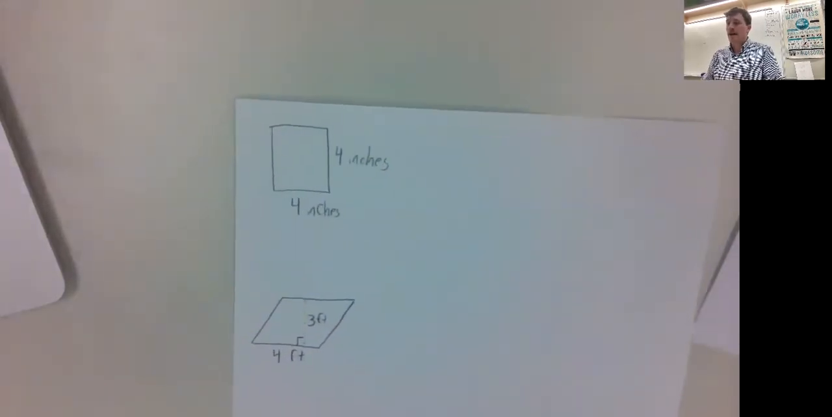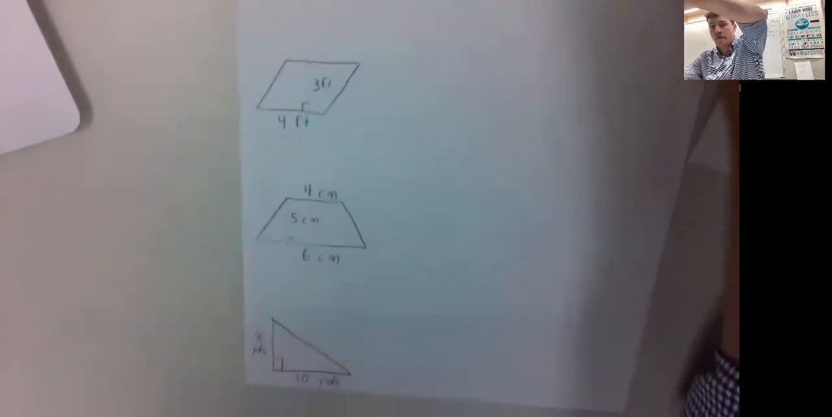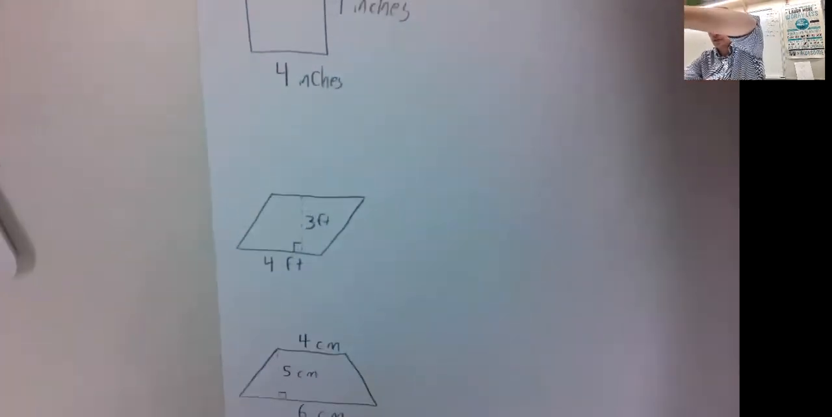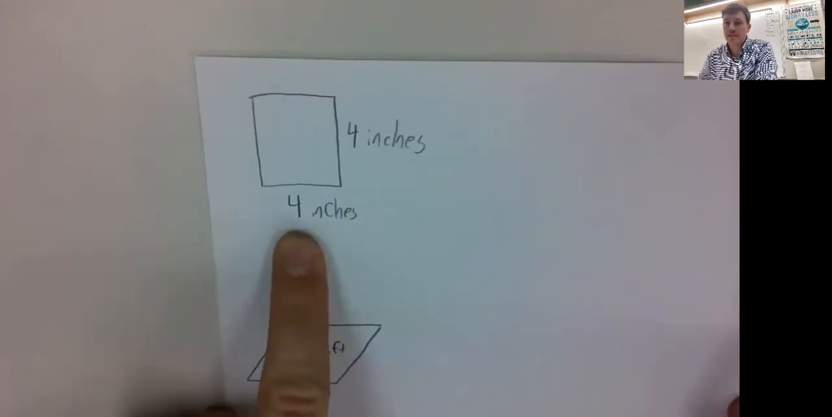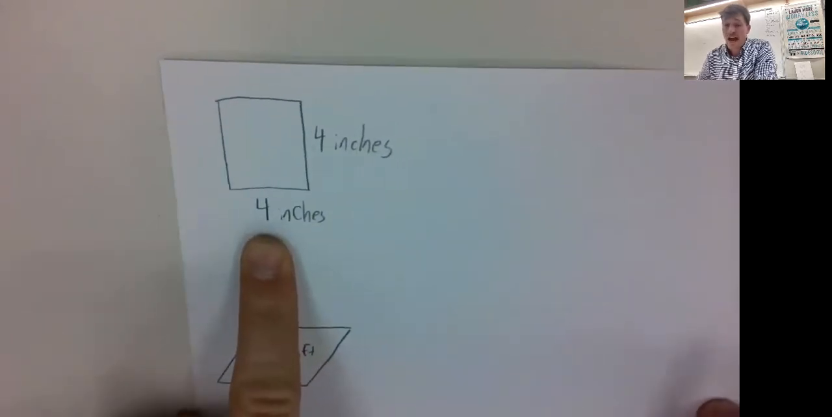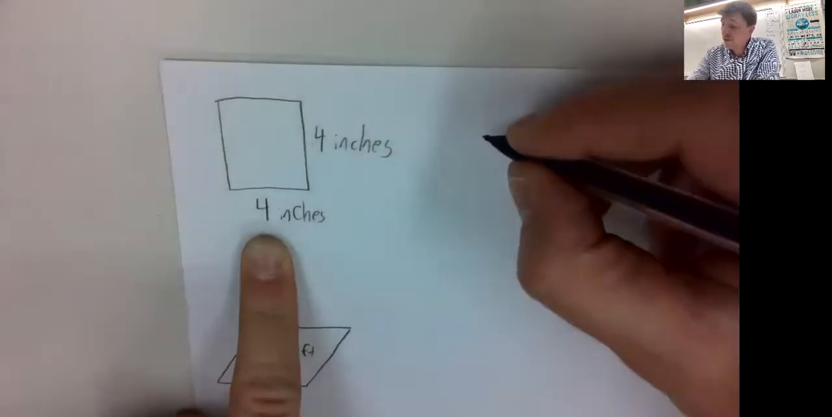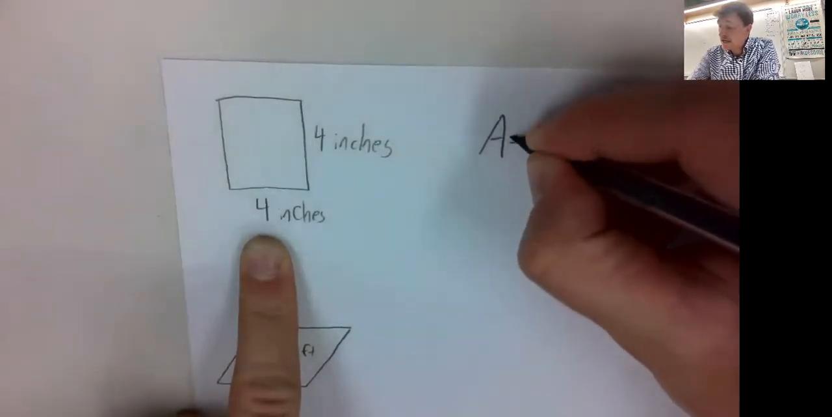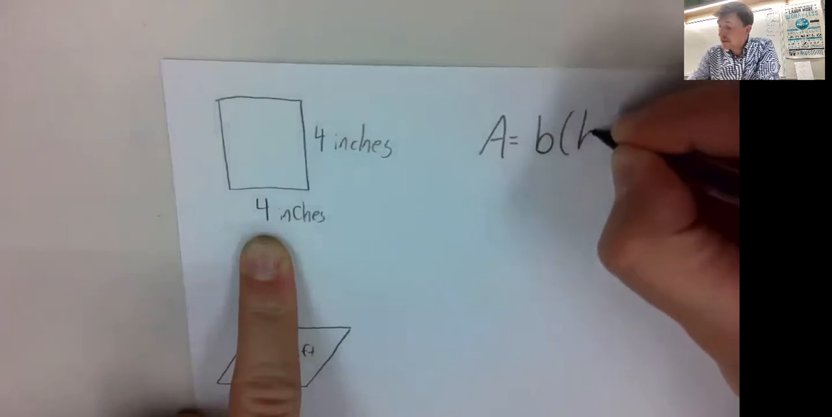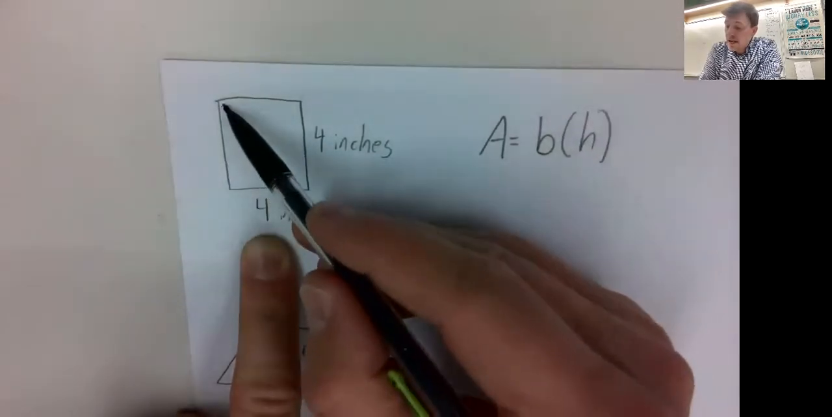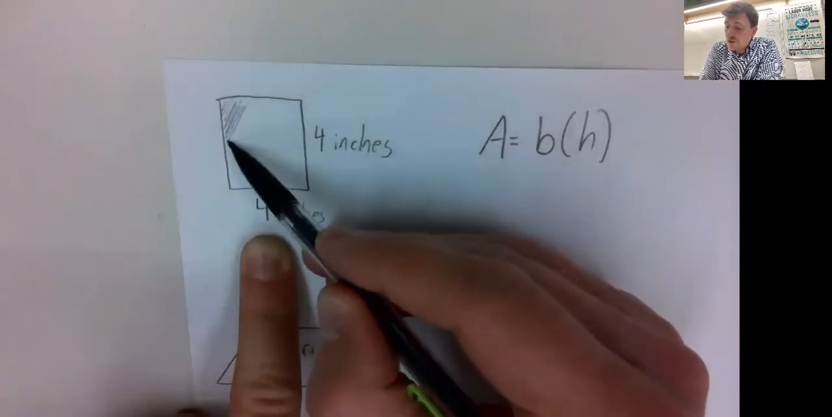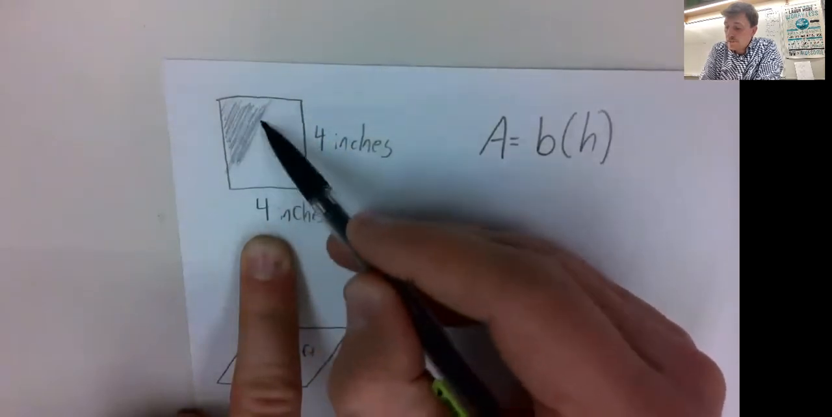So I'm trying to find the area of all these shapes, but let's just do it one by one. Let's start with this. What shape is this? Well, this is a square, and we know that the formula to the area is A equals base times height.